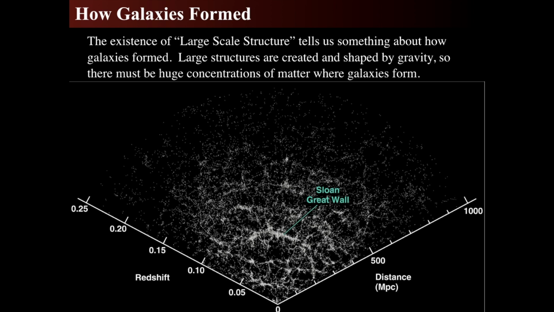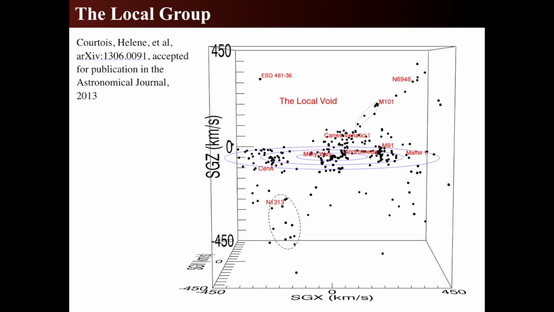The structures are shaped by the gravity of the dark matter and the hot intercluster gas that permeates them. So there have to be huge concentrations of matter where the galaxies form. We should expect that the dark matter web should look very similar to the web-like structure that we see here. That will come up when we talk about large-scale structure formation as part of the Big Bang.